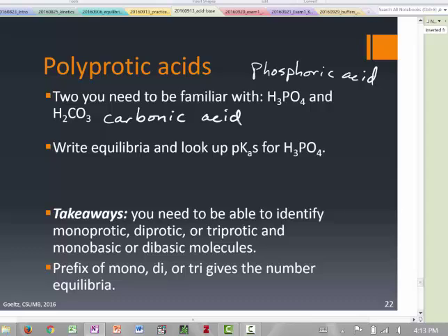We will go through the exercise of writing out the three equilibria for losing a proton sequentially for H3PO4. This, if I remember right, is still a Mastering Chemistry question. So now you'll have a sense for what they're looking for there. And I'm pretty notorious for putting this on exams, the phosphate equilibria, because they're arguably the most important buffer in the world as we know it. So I think we should do it.